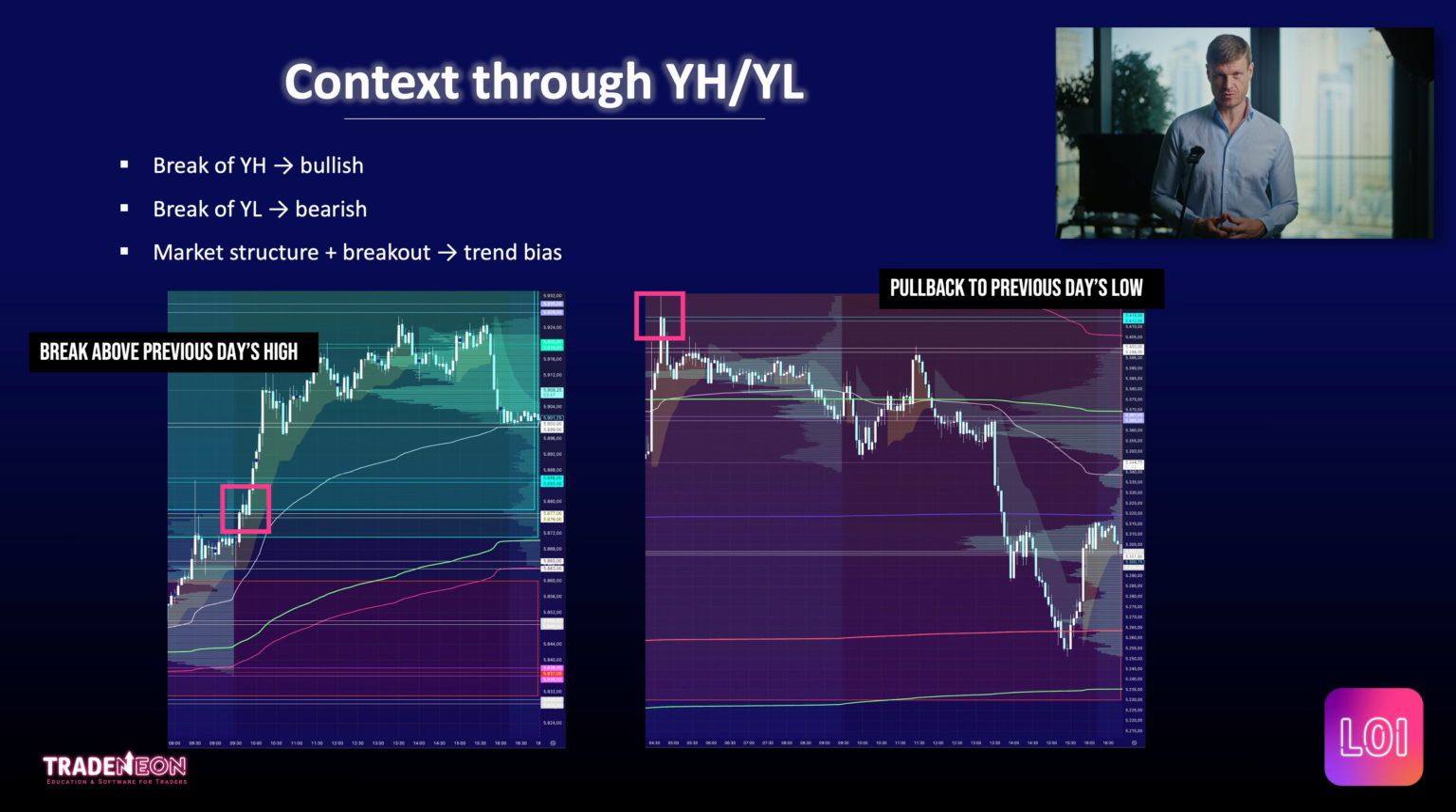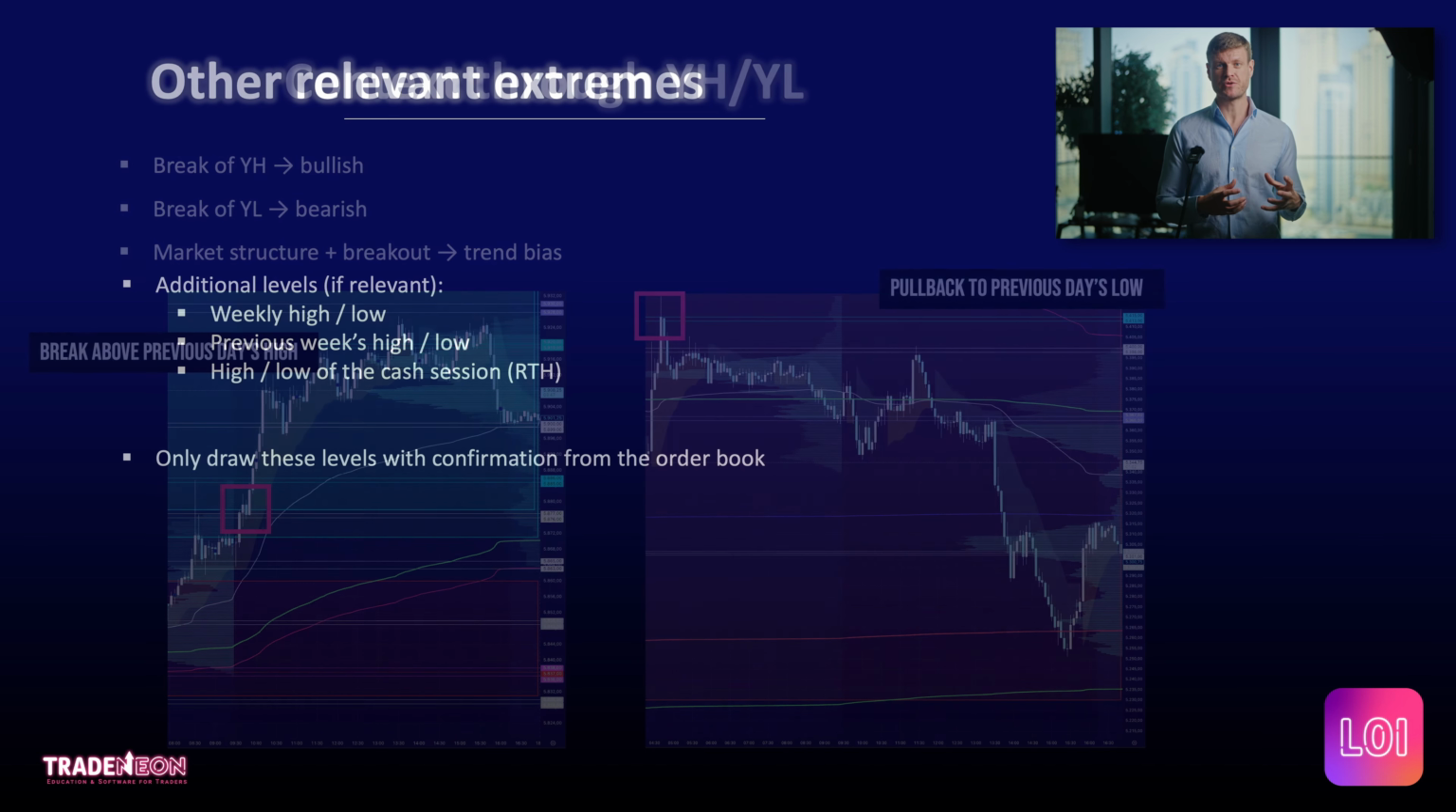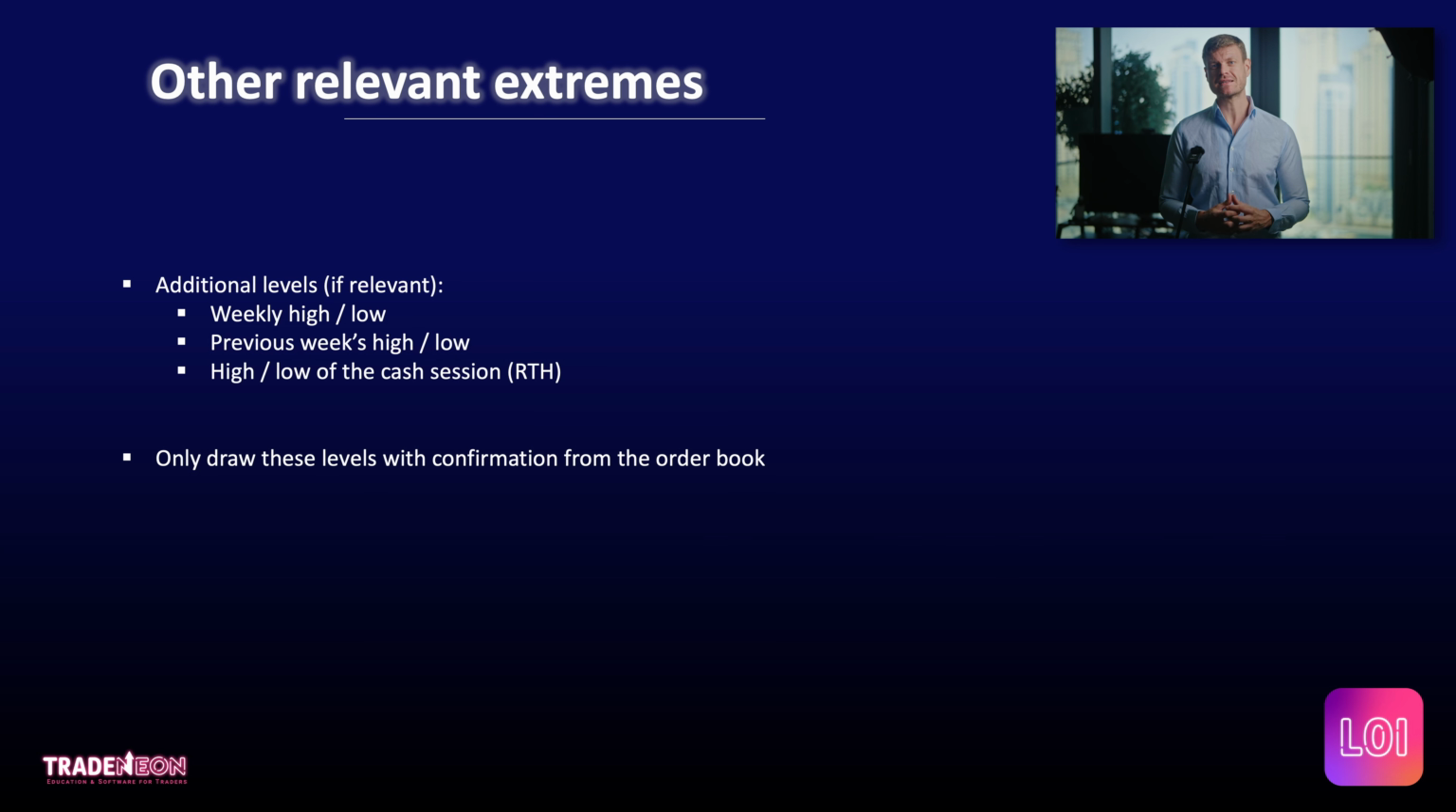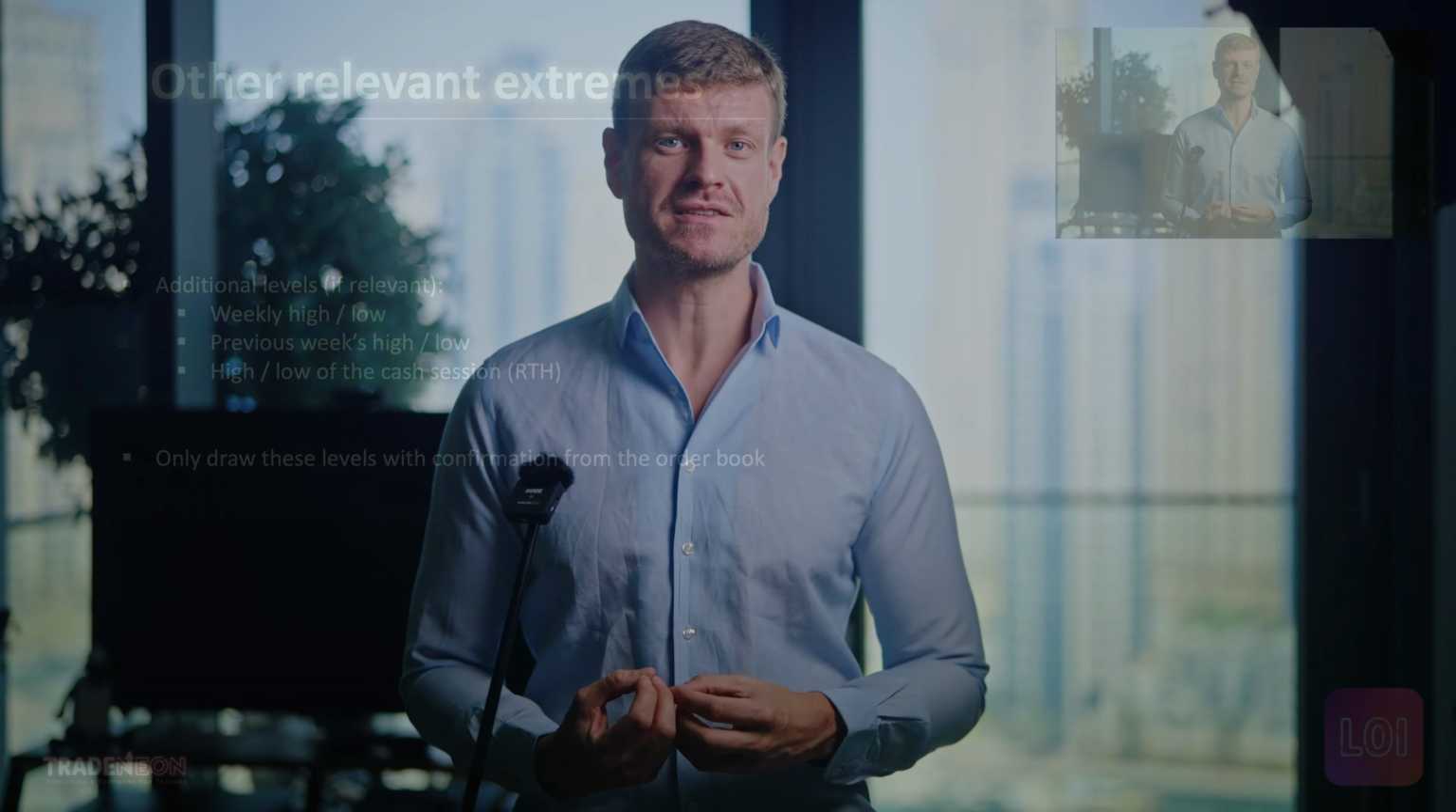Other extremes that we plot, if they are relevant enough, are the current weekly and previous weekly extremes, as well as the high and low of the previous day's cash session, that is the regular trading hours of the previous day in the corresponding market. However, we always want to see confirmation from the order book as proof of their relevance, especially for the latter, in order to plot them so that we can be sure that the market will react to them again today.